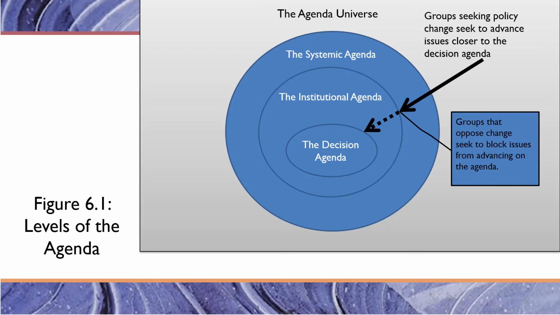So, for example, the National Rifle Association in the United States seeks to keep more gun control off the agenda. And in fact, after big events, and we'll talk about the notion of focusing events in a few minutes, after big events, the National Rifle Association will say you shouldn't exploit an event to get gun control on the agenda.